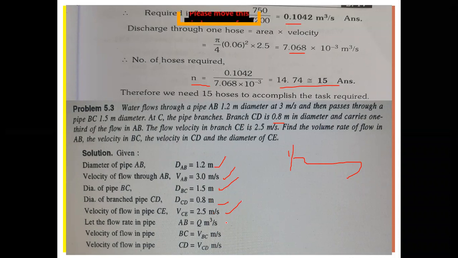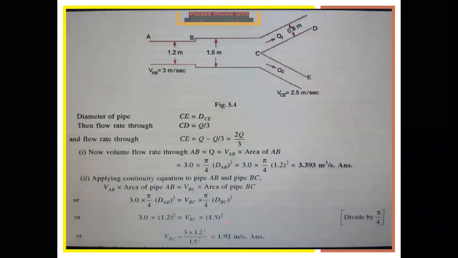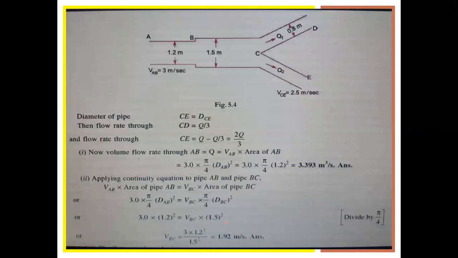Flow in the pipe BC is VBC meter cube per second, and in the pipe CD is VCD meters per second. Now see the figure. It is shown in this way. So first you draw the figure roughly without any mistakes. Automatically you can score the marks in the problem.